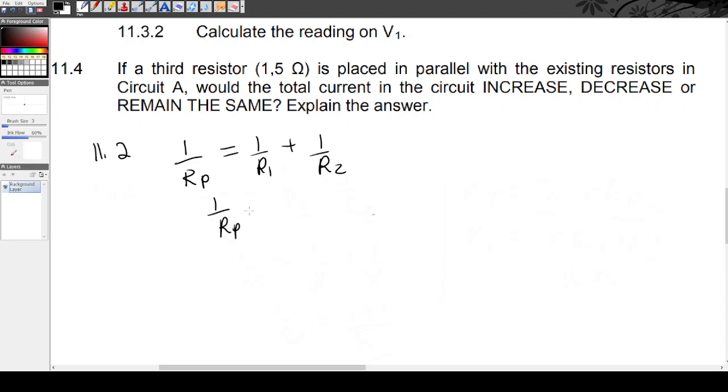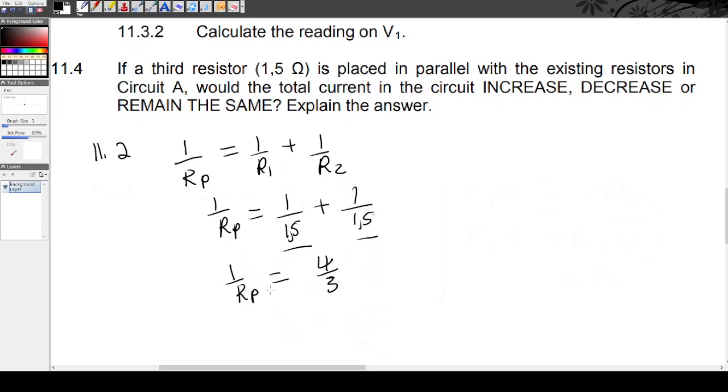1 over Rp is equal to 1 over R1, which was 1,5, plus 1 over 1,5. So if you add 1 over 1,5 plus 1 over 1,5, you get 1 over Rp to be equal to 4 over 3. If you press your calculator to do some maths, you get 4 over 3.